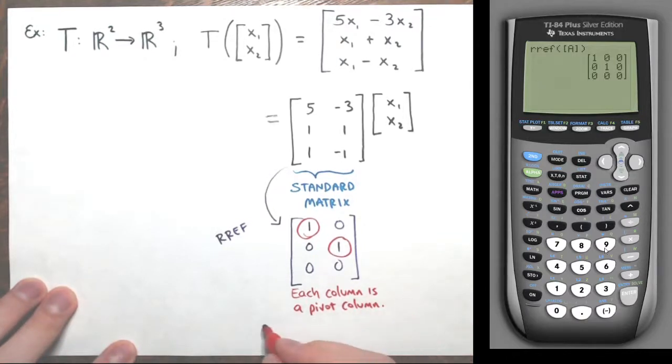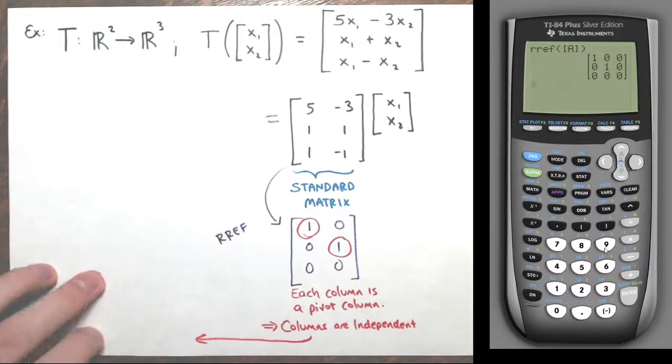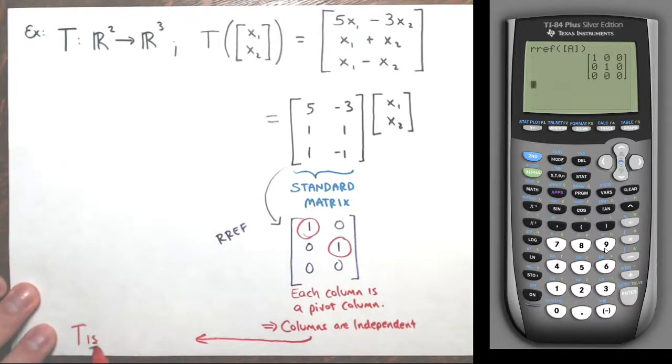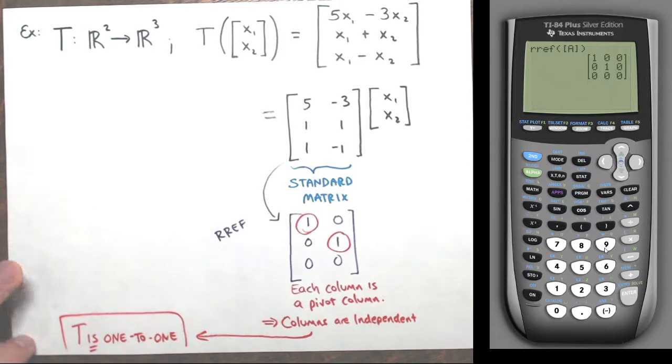So again, all the columns are independent, and this means that T is 1-to-1. And I showed you the example again earlier. That is exactly the same conclusion that I came to earlier in the video. Right? This is indeed a 1-to-1 transformation. So you're not going to have any case where there are two different inputs going to the same output.